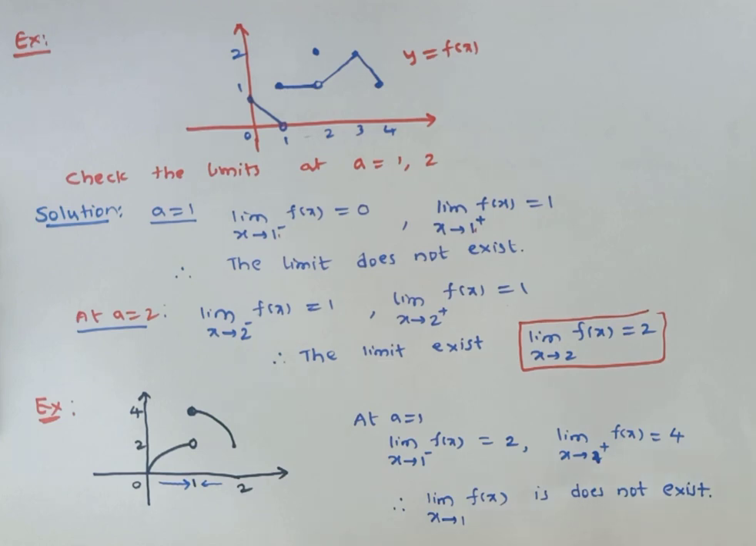Why? The reason: if the question says justify your answer, you need to express that the left hand limit is 2 and the right hand limit is 4. If the question is like this, for this graph at x equals 1 the limit does not exist, justify your answer, then you express: left hand limit is 2, right hand limit is 4, so that's why the limit does not exist at x equals 1.